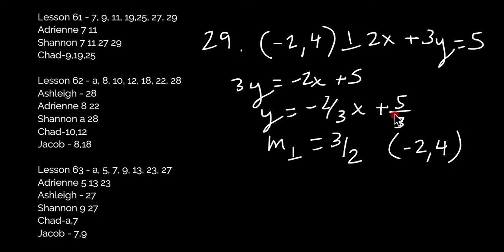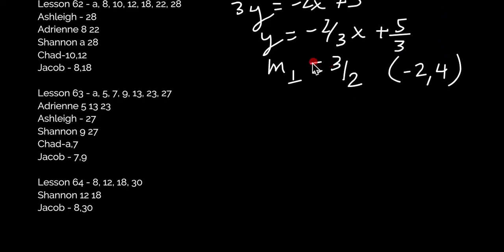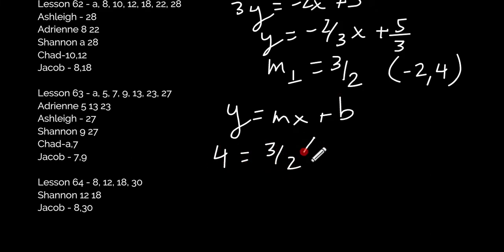So we need to just plop those into the y equals mx plus b, because we have the m and we have the point, we need the b. So I'm going to write this y equals mx plus b, plop them in. 4 equals 3/2 times the negative 2 plus b, and we're going to get b equals 7 when you do all that little mathy stuff.